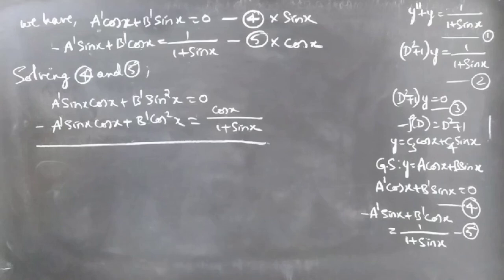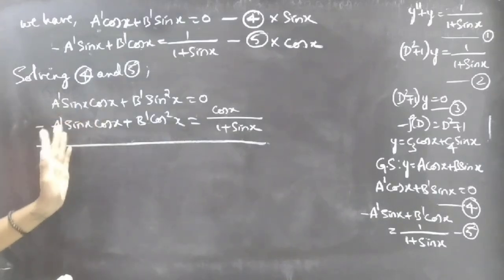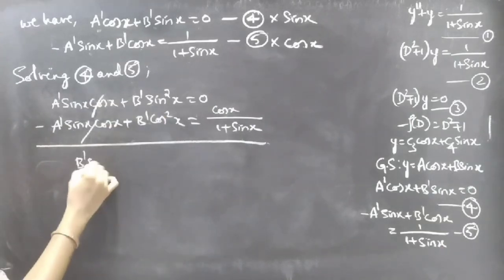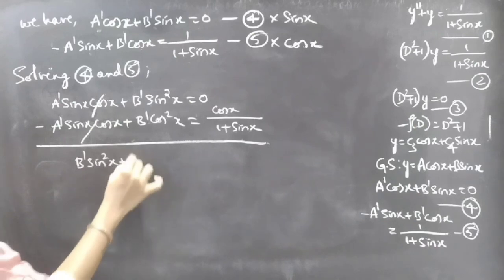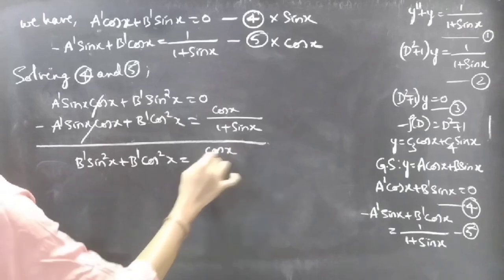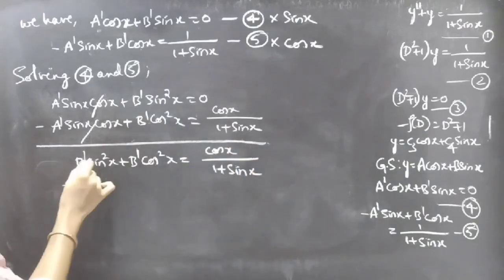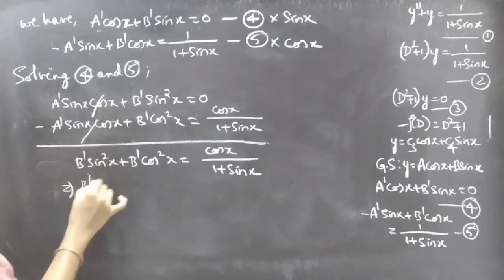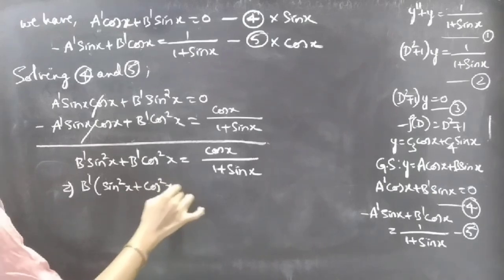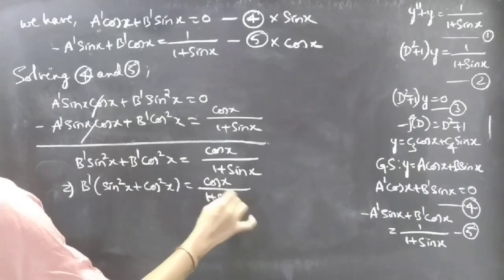This gives us plus a dash sin x cos x minus a dash sin x cos x gets cancelled, and we'll get b dash sin square x plus b dash cos square x equal to cos x by 1 plus sin x, right? Now take b dash common from these two terms, we'll get b dash of sin square x plus cos square x equal to cos x by 1 plus sin x.